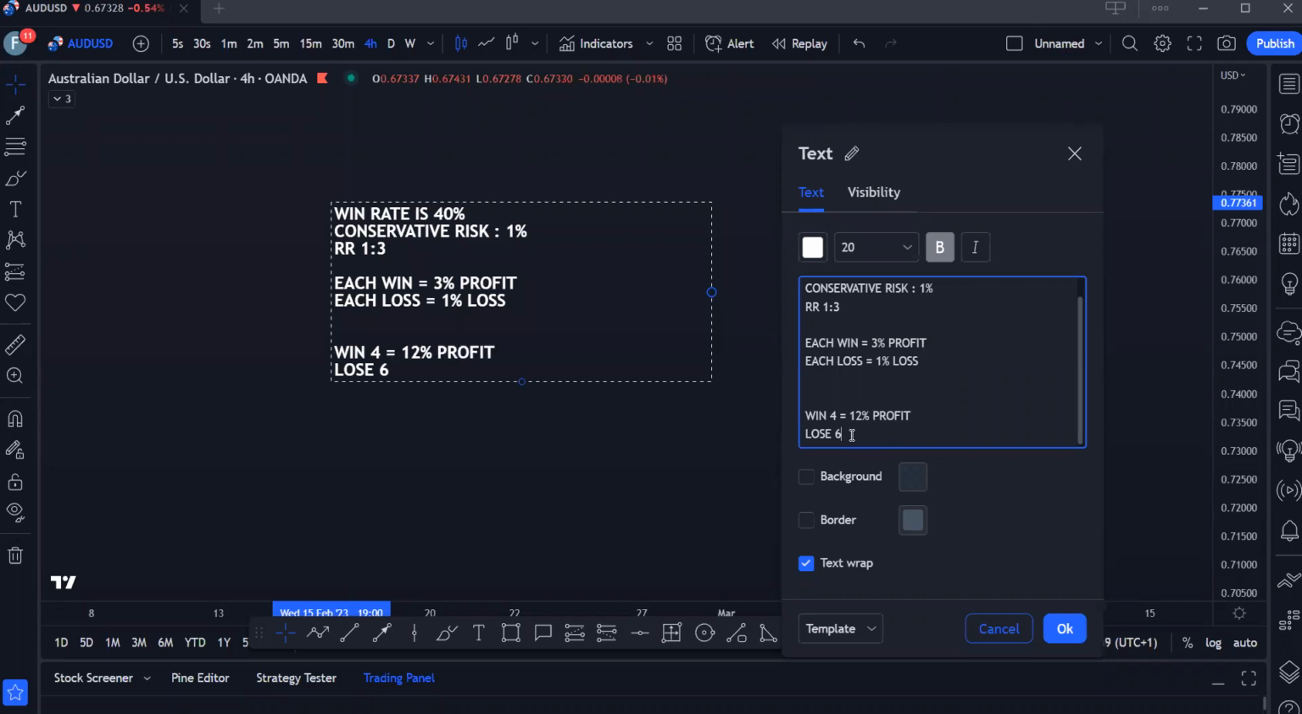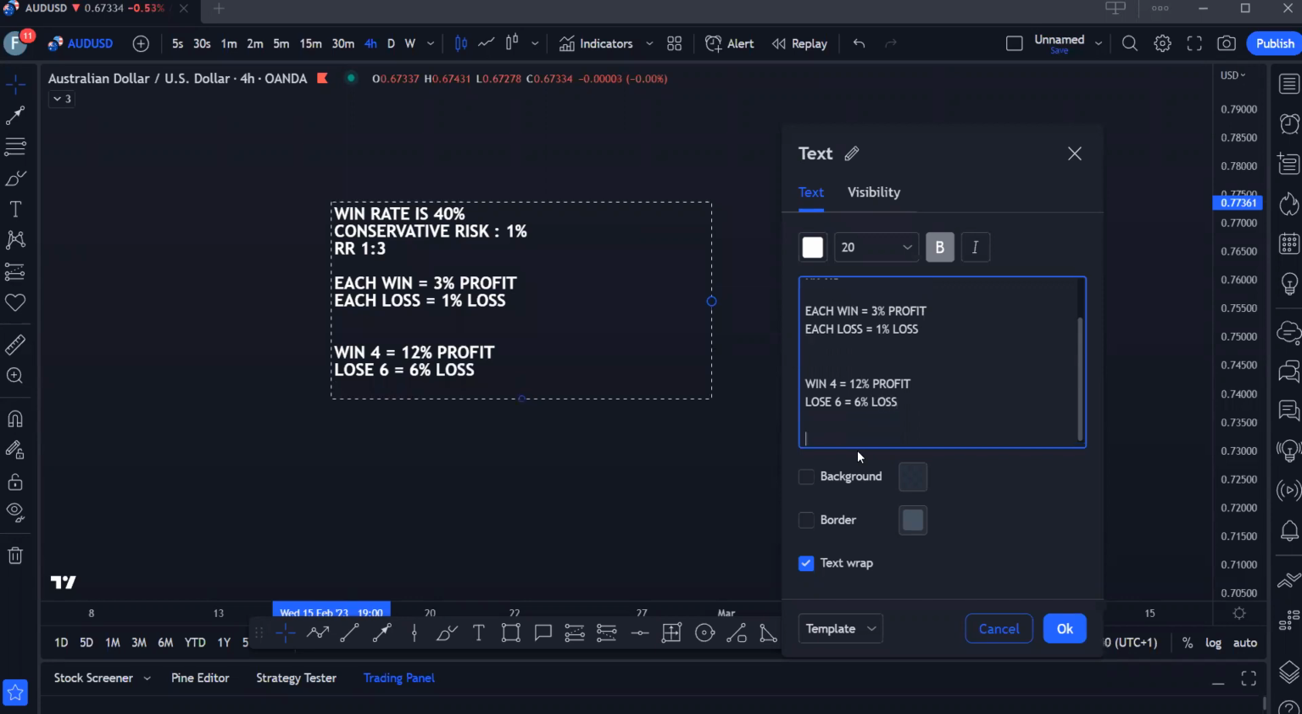And if I lose 6 trades, that'll be 6 times 1% loss. That's 6% loss. That means with my very, very low win rate, I'll still be in profits of 6% at the end of 10 trades.